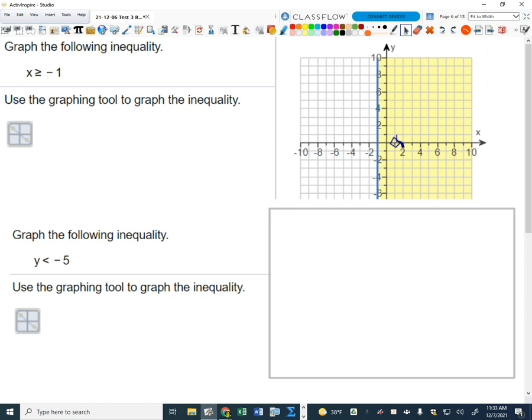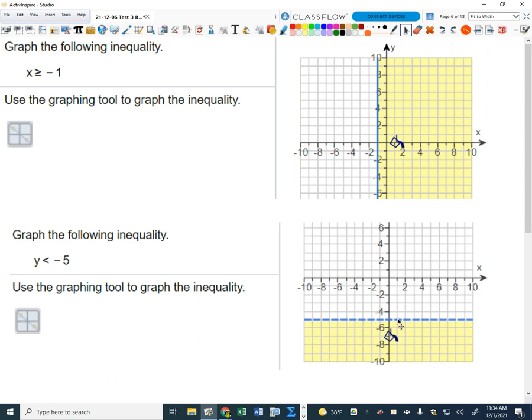Boundary line. Okay, I'm seeing dashed, I'm seeing horizontal, crosses the y-axis at negative 5, shading below, yeah, right. Y values that are less than the boundary line. Y is my vertical variable. Less means below for y, greater means above, right? So we get something like that. Does everybody know how to get the dashed lines in the graphing tool? Yeah. Okay.